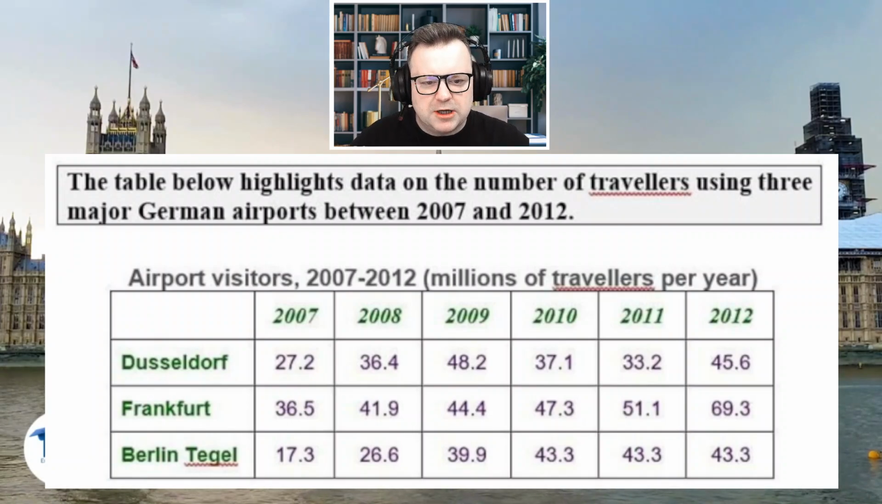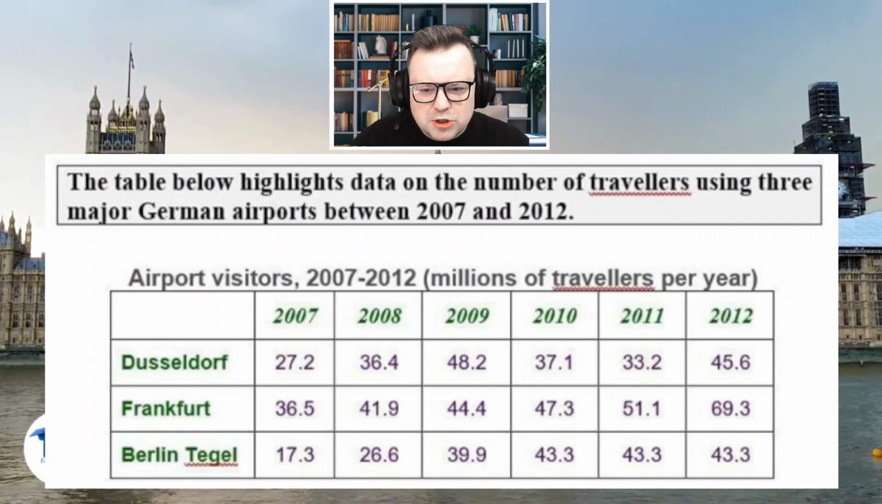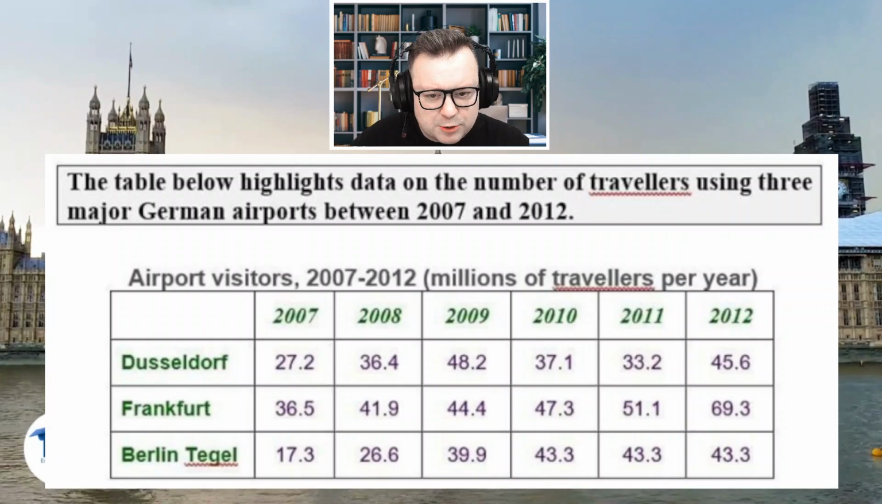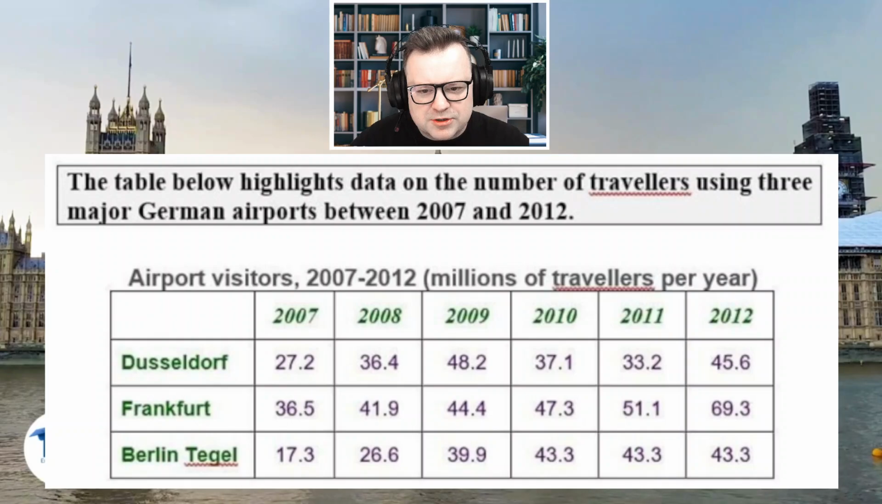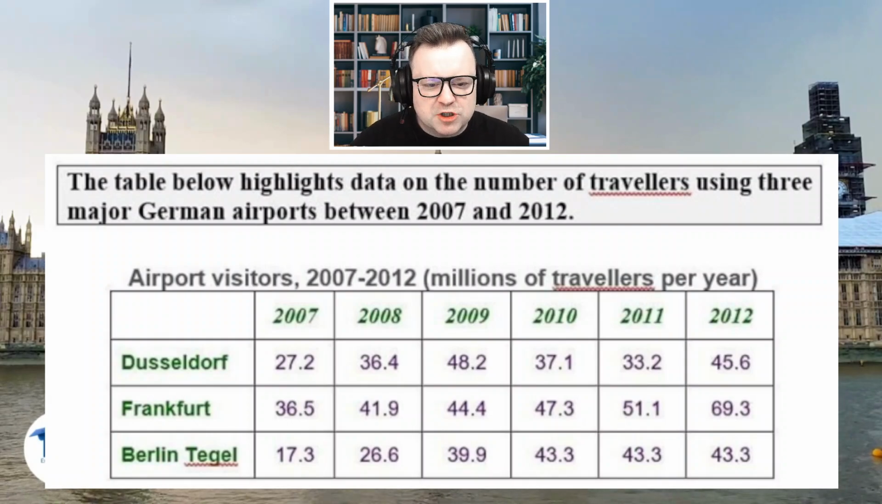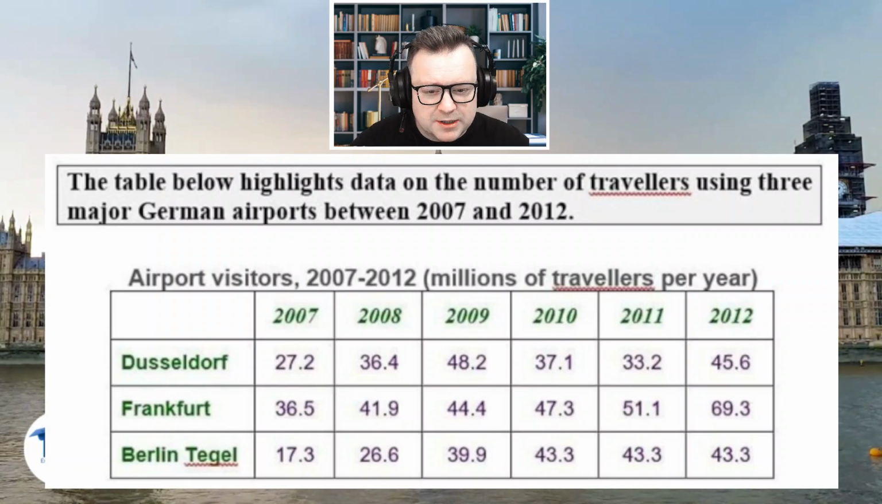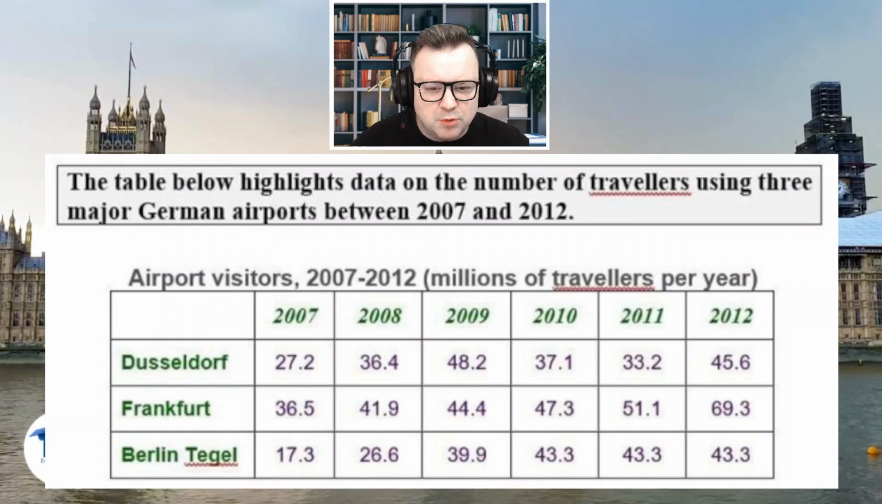Okay. So let's look at the end period, 2012. It's clear that Frankfurt had the most travellers. And does that stay consistent throughout all of the years? 2011, Frankfurt was the most. 2010, Frankfurt was the most. 2009, it wasn't the most. 2008, it was. And 2007, it was. So one key feature here, one noticeable feature, one key takeaway is that Frankfurt was the most popular airport, or Frankfurt had the highest number of travellers in all years except 2009, where Dusseldorf had more.